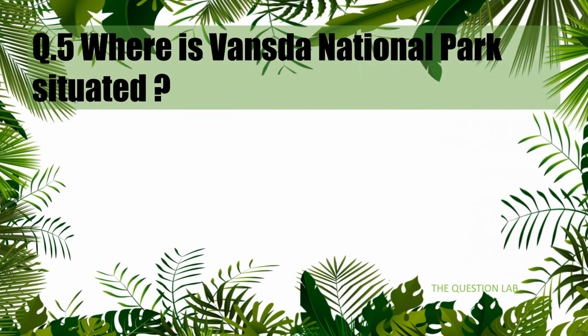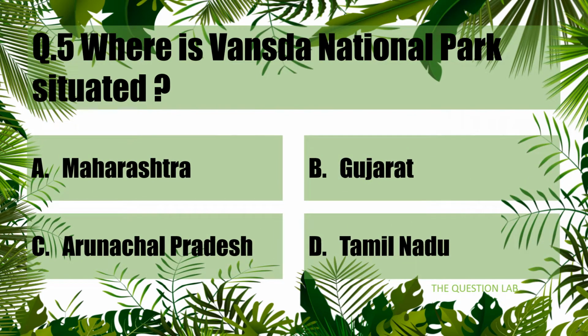Question number 5. Where is Vansda National Park situated? Options are. The correct answer is option number B, Gujarat.